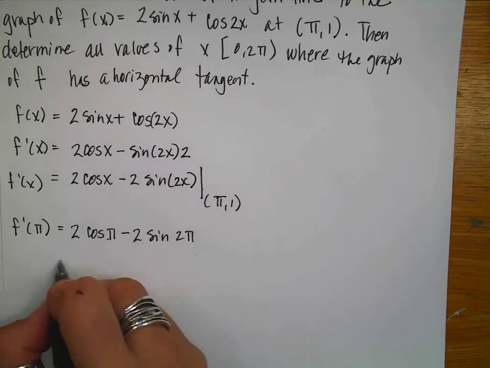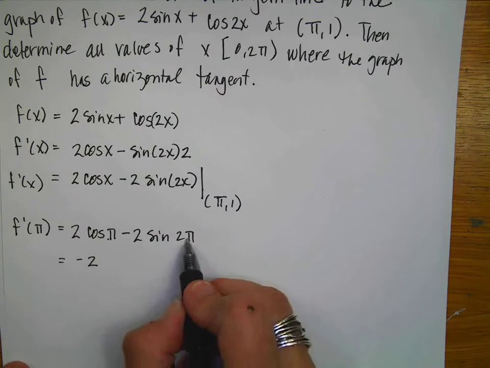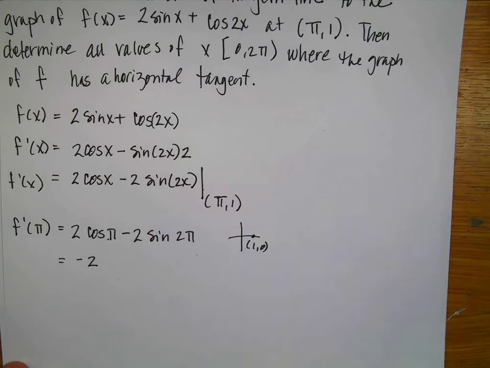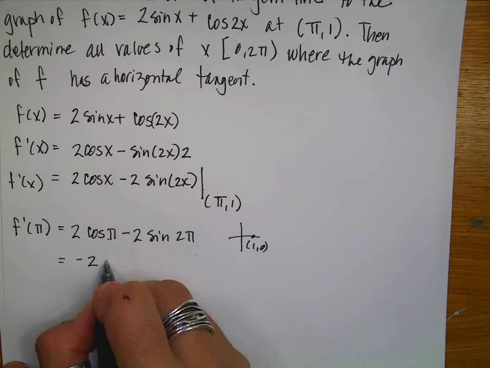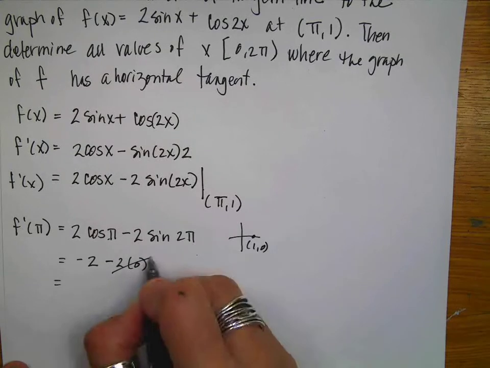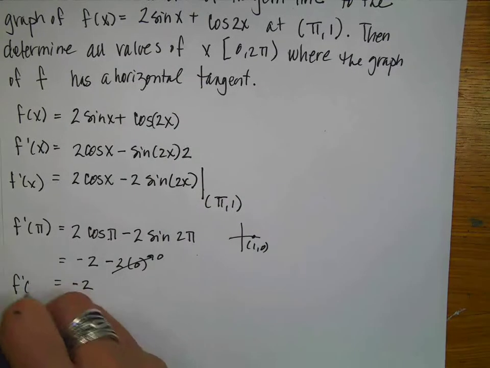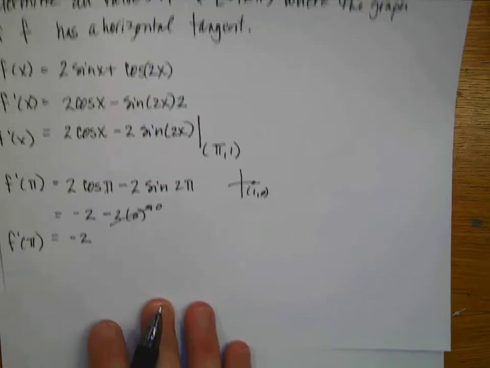Okay, now I'm going to simplify. The cosine of pi is a negative 1, so this is a negative 2. The sine of 2 pi, remember 2 pi is right here. The coordinates are 1, 0. Sine is y, so it's minus 2 times 0. This goes to 0, so my slope at pi is a negative 2.